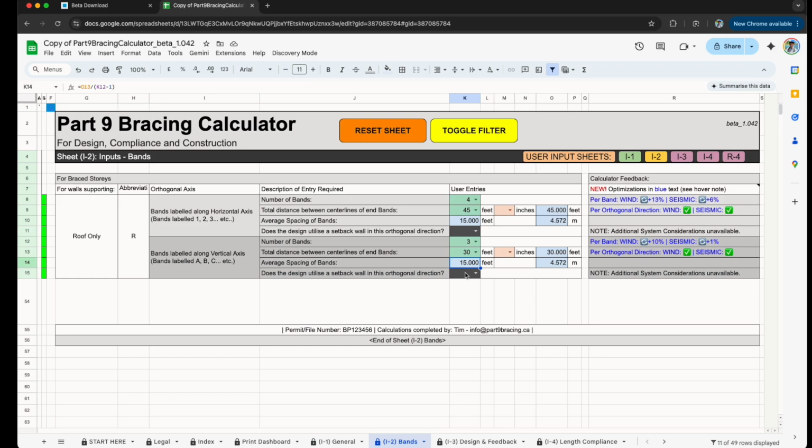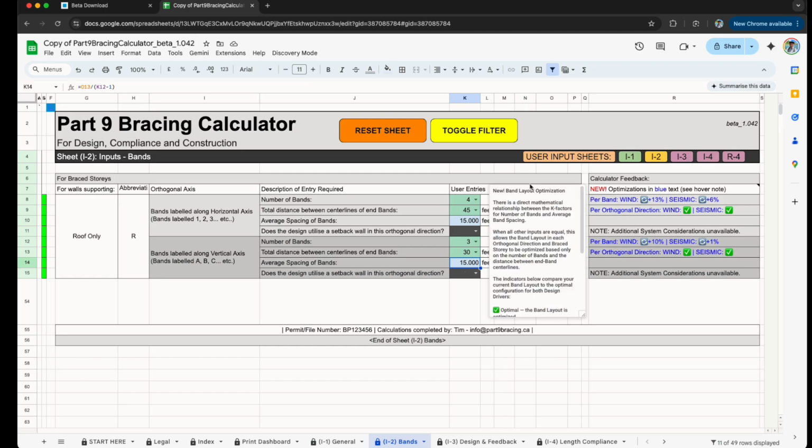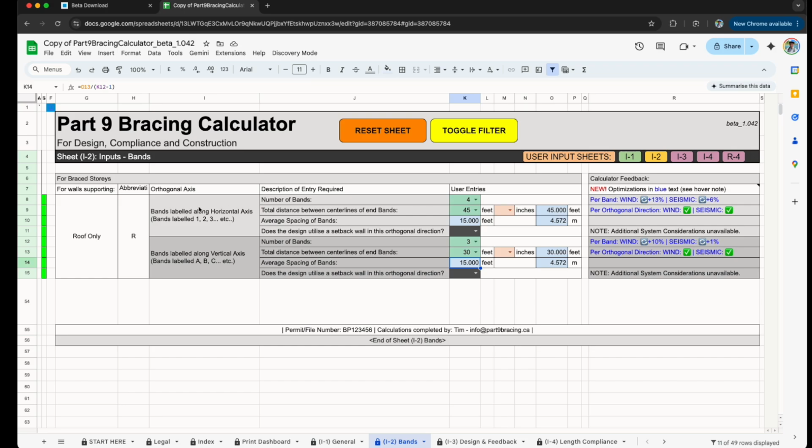And so we can determine that calculation based on a per band value. So what is the minimum required bracing per band? Or we can determine it per orthogonal direction, so the sum of all bands in a particular orthogonal direction on a particular brace story. And so these are the two values, or the two lines, that are coming back here for each of these orthogonal directions.